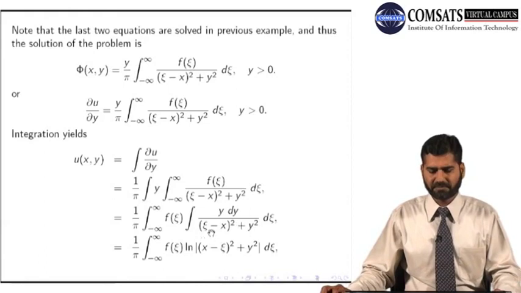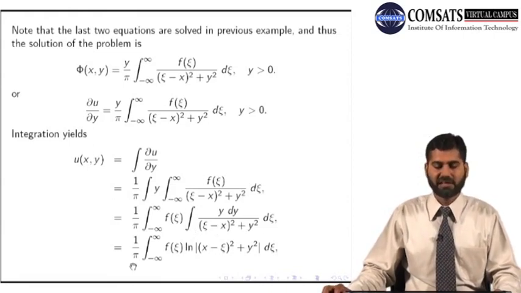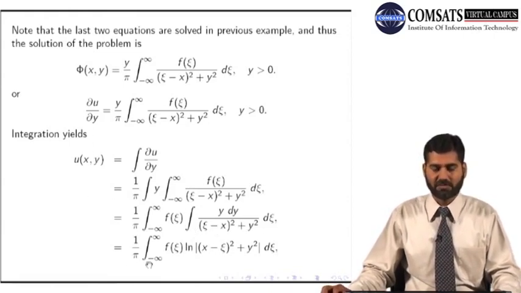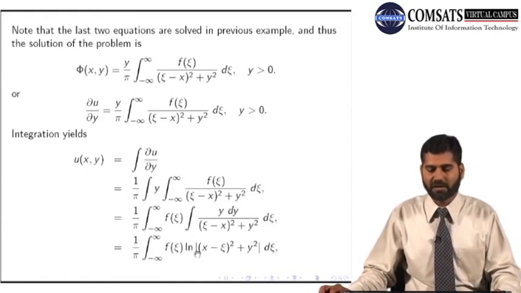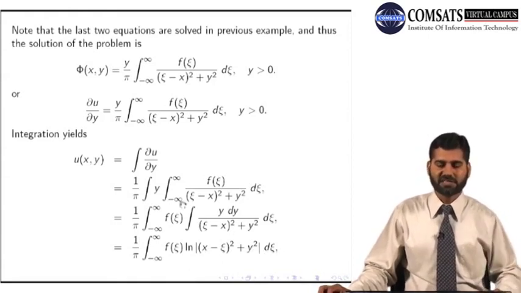What is the derivative of this whole thing? It is 2y dy. So if I use 1 over 2 outside, this is the log of the denominator. So I got the answer of the Neumann problem as 1 over 2 pi, integral from minus infinity to infinity, f of xi log of (x minus xi) square plus y square d xi. All right.